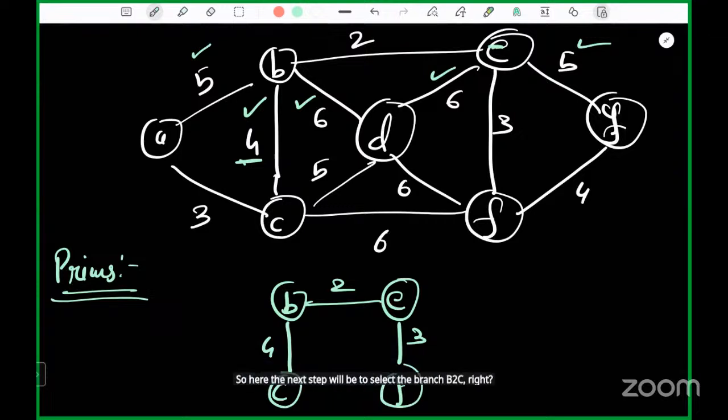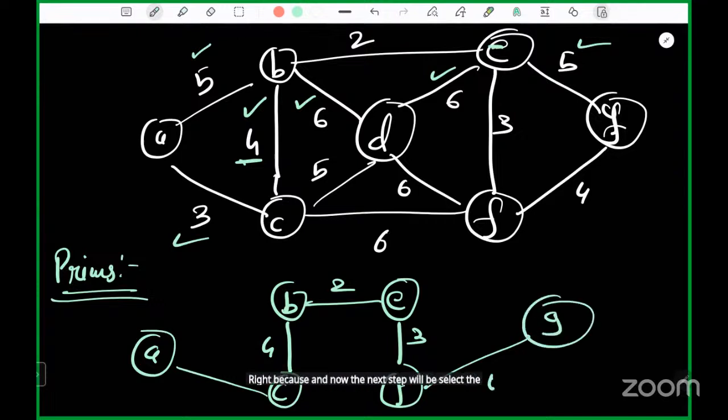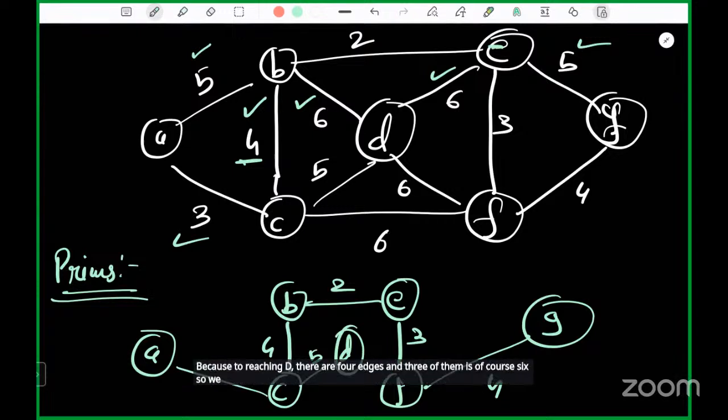Now the next step will be to select the branch C to A. And now the next step will be to select the branch F to G. Okay, now we are left with the vertex D. For D, we can select C to D of cost 5, because to reach D there are 4 edges and 3 of them are of cost 6. So we have to select the minimum, which is 5.